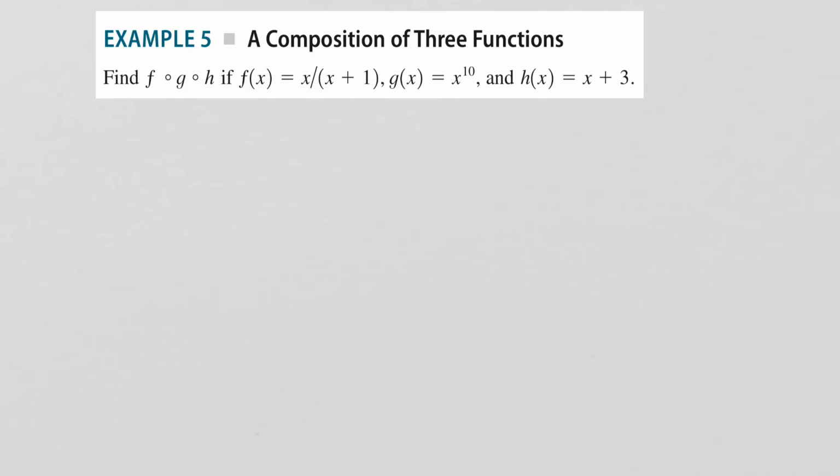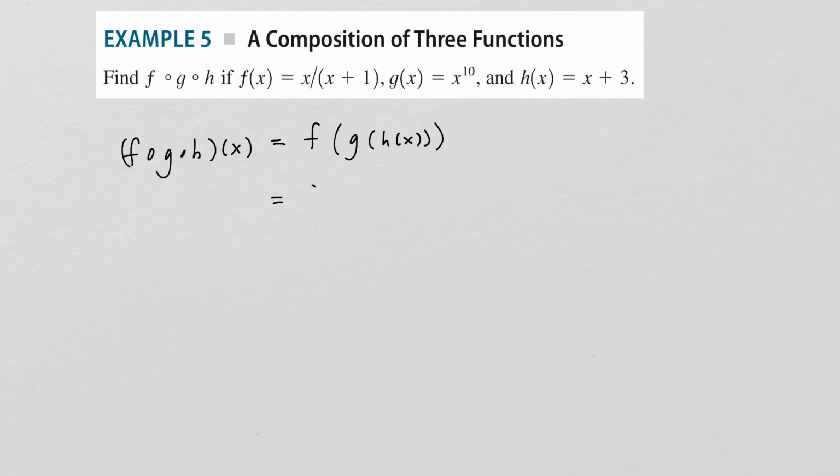Compositions can be applied to more than 2 functions. So for example, if we have the 3 functions f, g, and h, we can find the composition f of g of h of x, and this would be defined to be f of g of h of x. So the way you would do this is just start from the inside and work your way out. So this would be f of g of h of x is x plus 3. And this means we are going to plug x plus 3 into g of x.